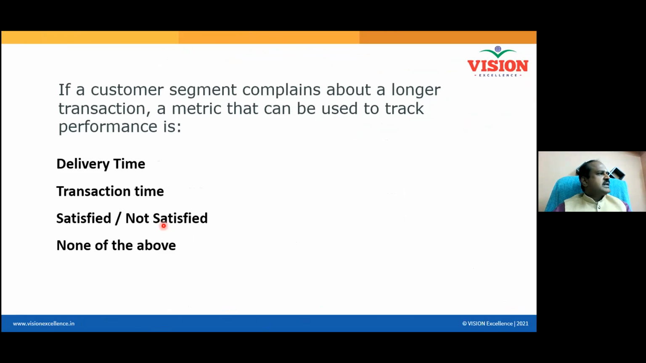A customer segment complains about a longer transaction. A metric now that can be used to track the performance. Now, what is the transaction time? Transaction time, right? So you need to identify the right CTQs.